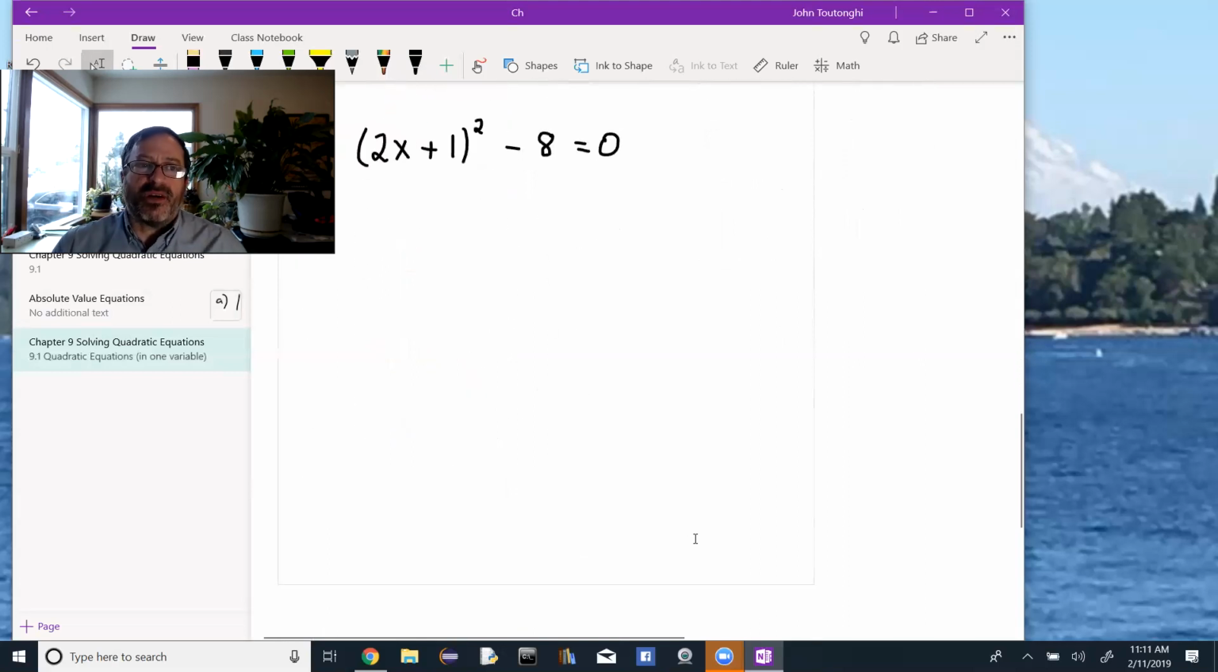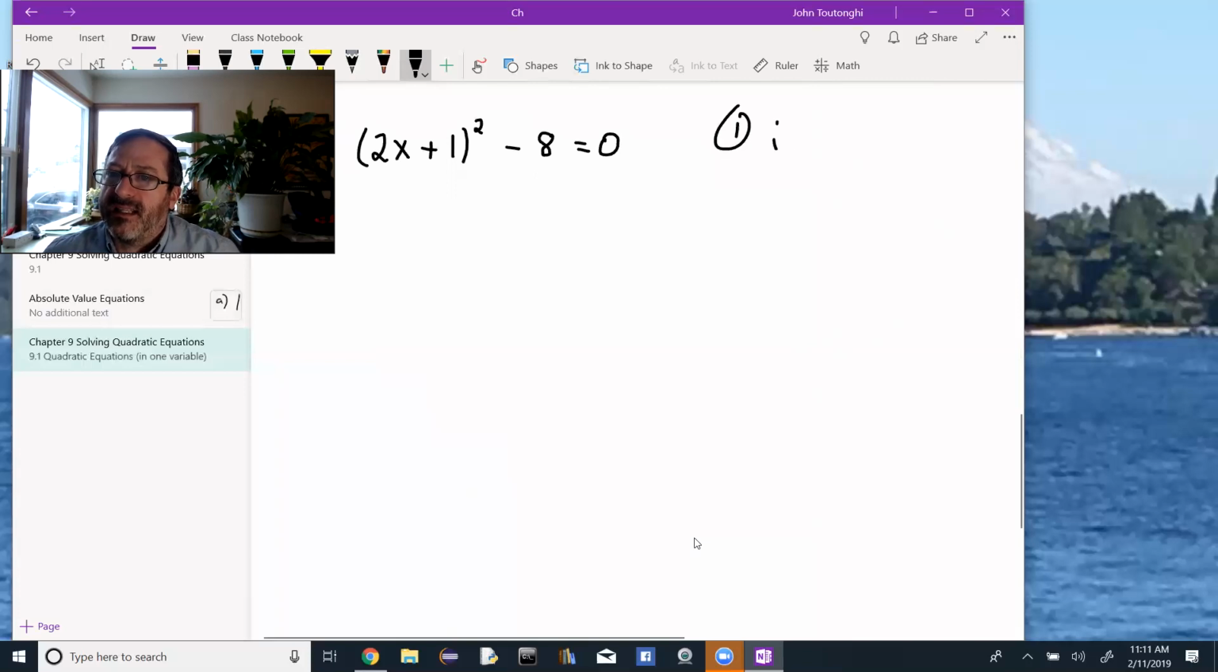Is it a perfect square quadratic? It's quadratic because there's an x squared. If you were to multiply this all out, there would be a 4x squared, but there would be an x squared, so that makes it quadratic. You could multiply this all out and it would no longer be a perfect square, but in this case, we have a quantity 2x plus 1 squared with no other single power x to the first term. So we have a perfect square quadratic.